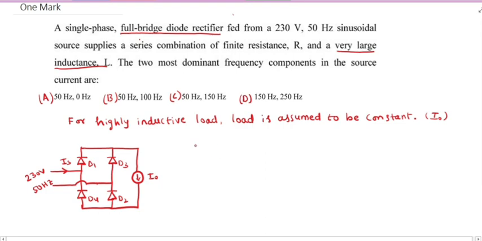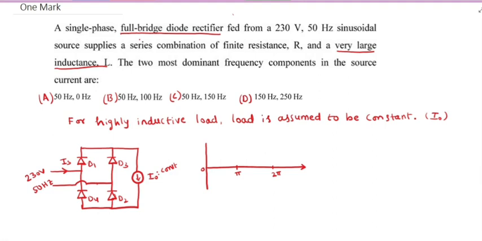Now how does the source current waveform look? Because the load current is constant, for positive half cycle the diodes D1 and D2 will be in conduction. For negative half cycle diodes D3 and D4 will be in conduction. Positive half cycle means from 0 to pi, and negative half cycle means pi to 2 pi. From 0 to pi, diode D1 as well as diode D2 will be in conduction.